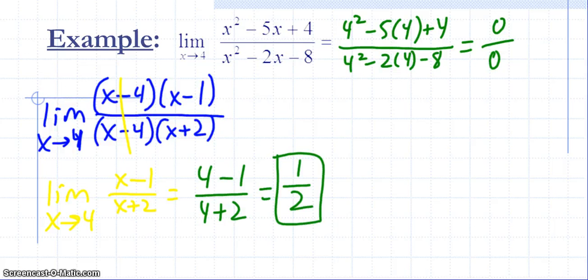Another burning question in your head right now, I'm sure, is, well, how much of this work do I have to show? Everything that I showed here on this page, you should be showing on a test or a quiz.